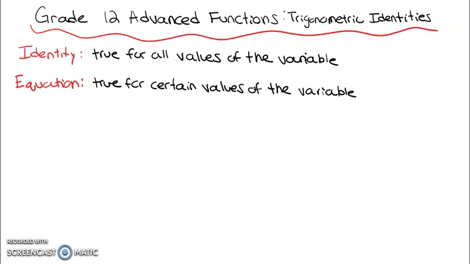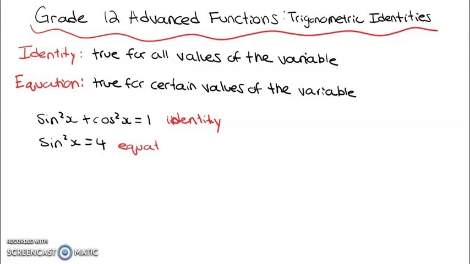So an example of this is if we have sine squared x plus cosine squared x equals 1. This is an identity. This is true for all values of x. Whereas if we have something like sine squared x equals 4, this is an equation. This is only true for certain values of x.